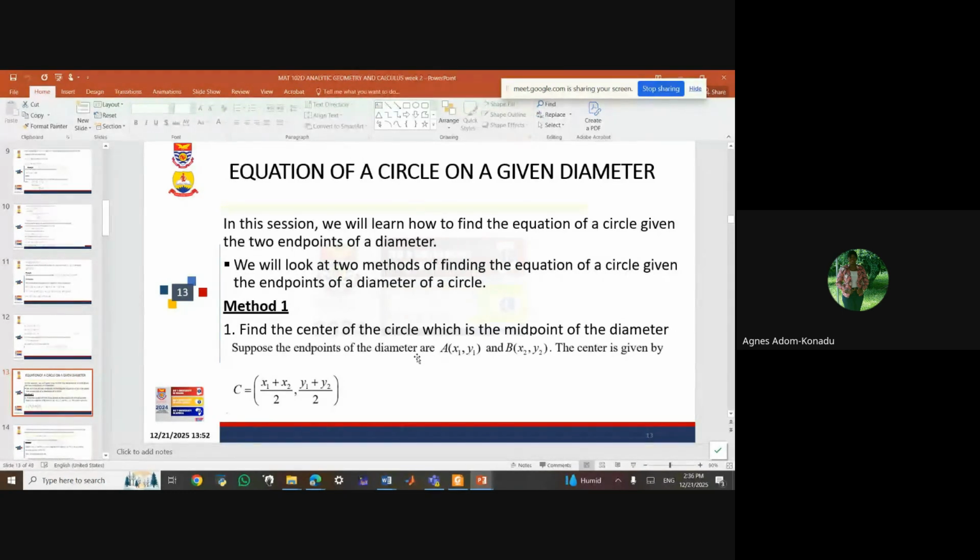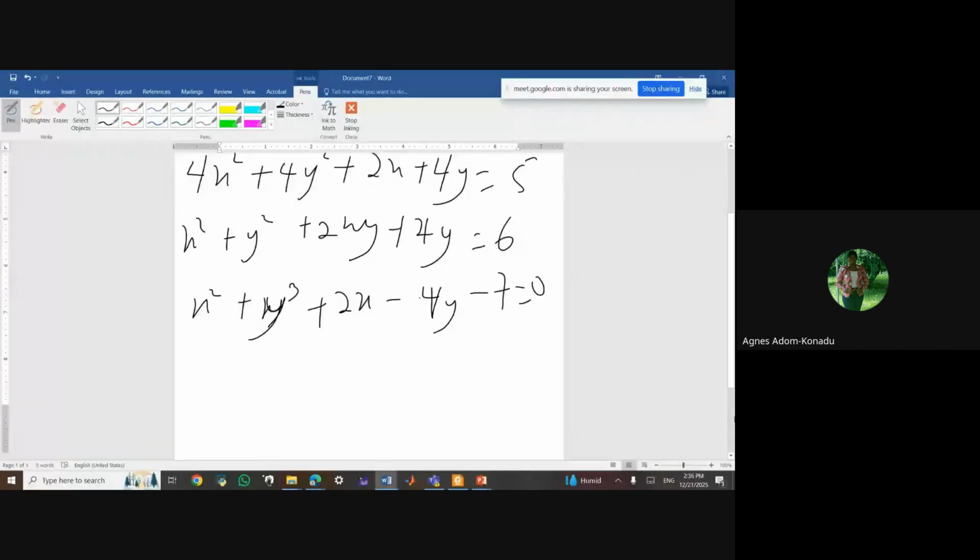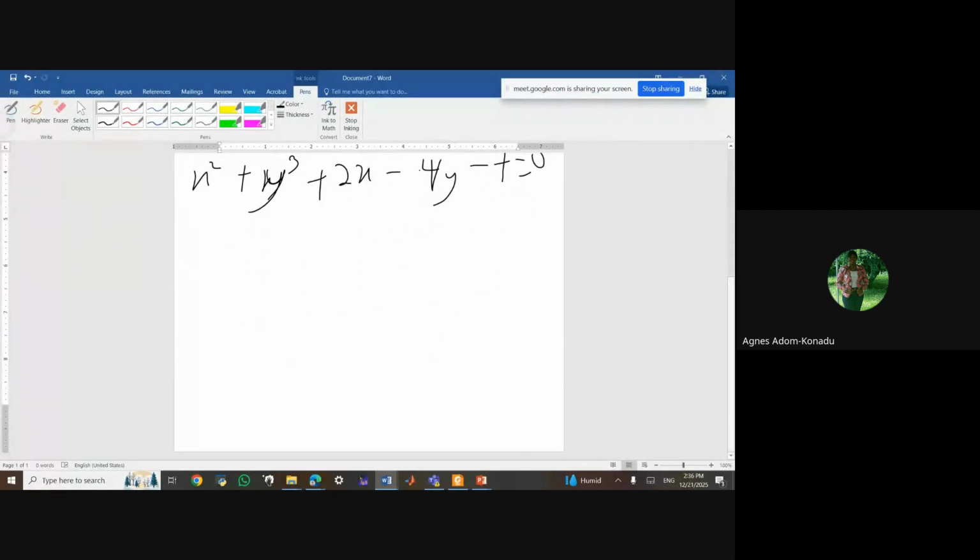Okay. So the first method is to find the center. So we learned how to find the center, right? So we know the diameter. So it means that I will have the circle like this. Then I have the two ends. So I have A and B.